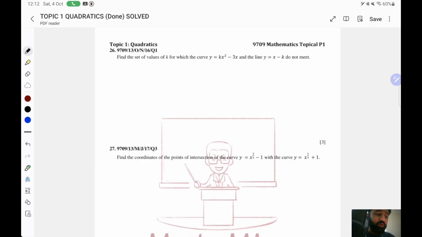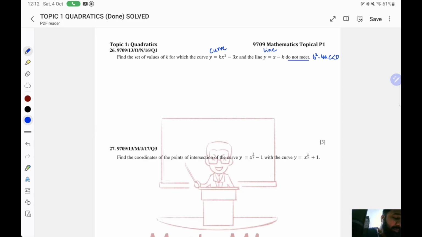Okay, we are going to start with the first question for today, that is October-November 2016, question number 1 from paper 1-3. The question says: find the set of values of k for which the curve, and this is the line, do not meet. Do not meet means that b square minus 4ac will be less than 0.